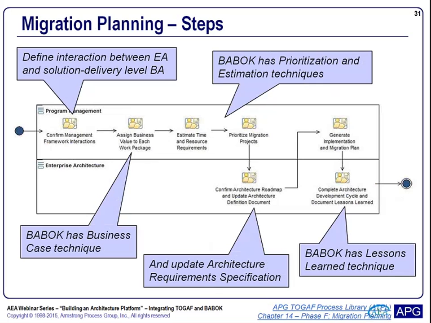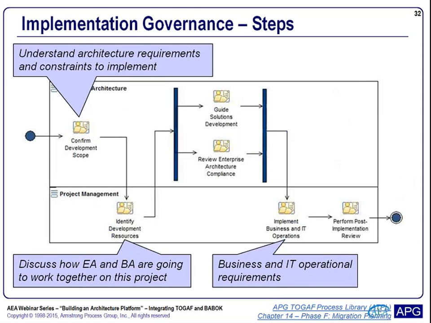And again, while there's a special call out in the third to the last step around confirming the roadmap and updating the definition document, that will also involve updating the architecture requirement specification. In phase G, implementation governance, one thing about this diagram is that we should probably annotate it to make sure people understand that this is something we execute for every project. Not just once like the other ADM workflow diagrams.